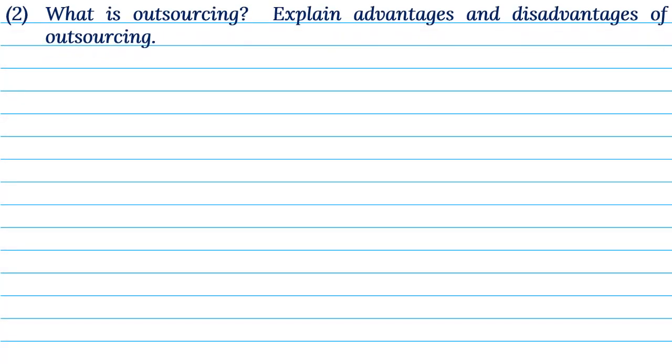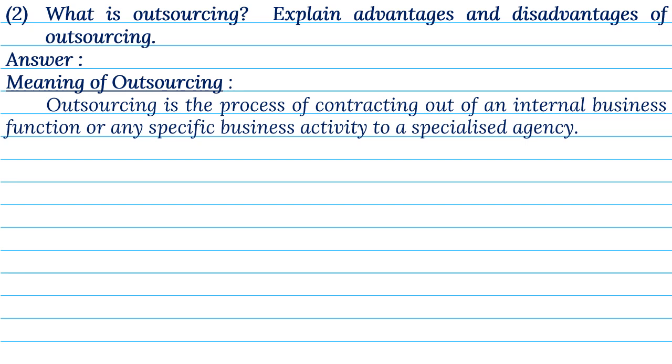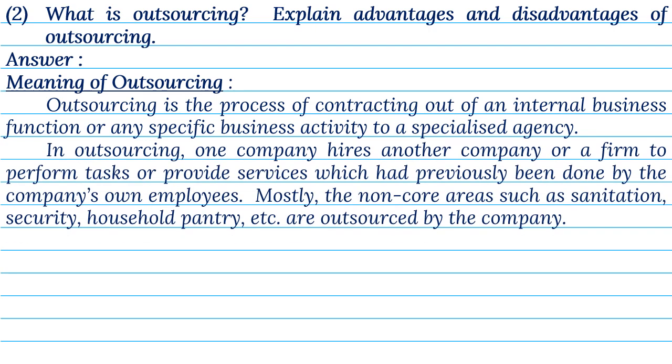2. What is outsourcing? Explain advantages and disadvantages of outsourcing. Answer. Meaning of outsourcing. Outsourcing is the process of contracting out of an internal business function or any specific business activity to a specialized agency. In outsourcing, one company hires another company or a firm to perform tasks or provide services which had previously been done by the company's own employees. Mostly, the non-core areas, such as sanitation, security, household pantry, etc., are outsourced by the company.